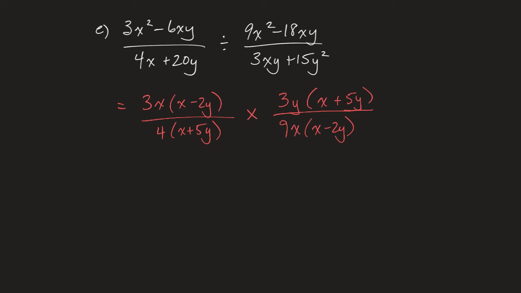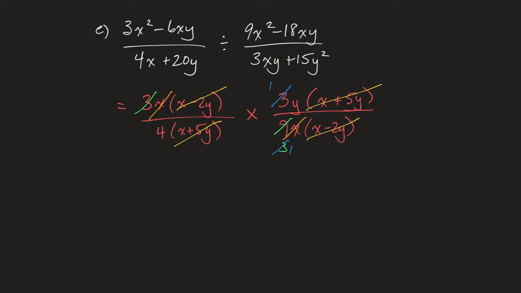Okay, I can go through now and I can divide out my common factors. Well, I've got an x minus 2y and an x minus 2y. I've got an x plus 5y and an x plus 5y. And then I've got all these coefficients. So a 3 will divide out of that 9 3 times. But then the 3 will divide out of that 3 once. And then I've got my x that divides out with an x.